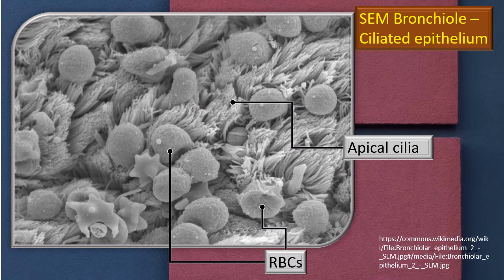Now, this is yet another scanning electron microscope image of a bronchiole. You can see the ciliated epithelium, the apical cilia of the pseudostratified ciliated columnar epithelium, very clearly. And in the lumen, you can see there are occasional RBCs here and there.